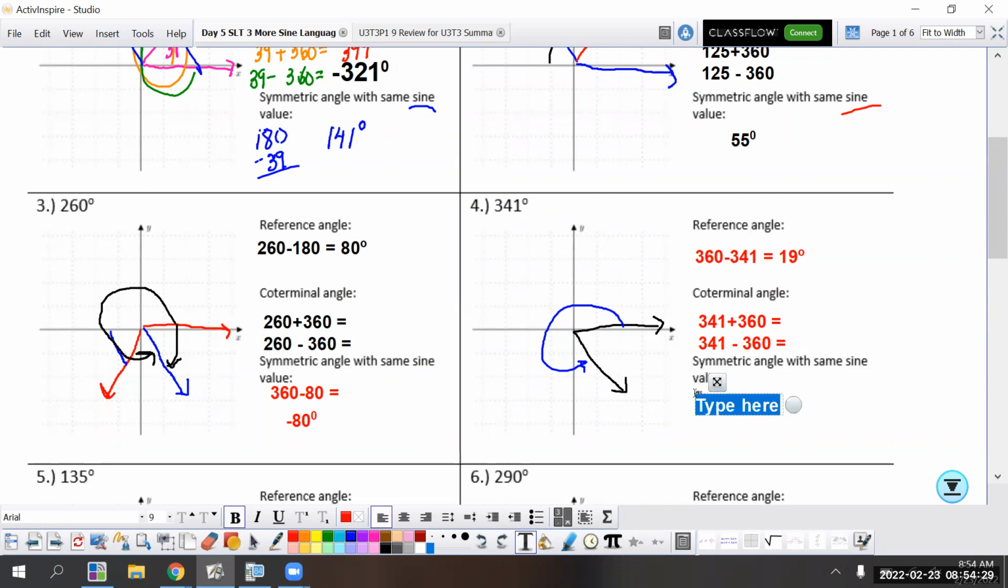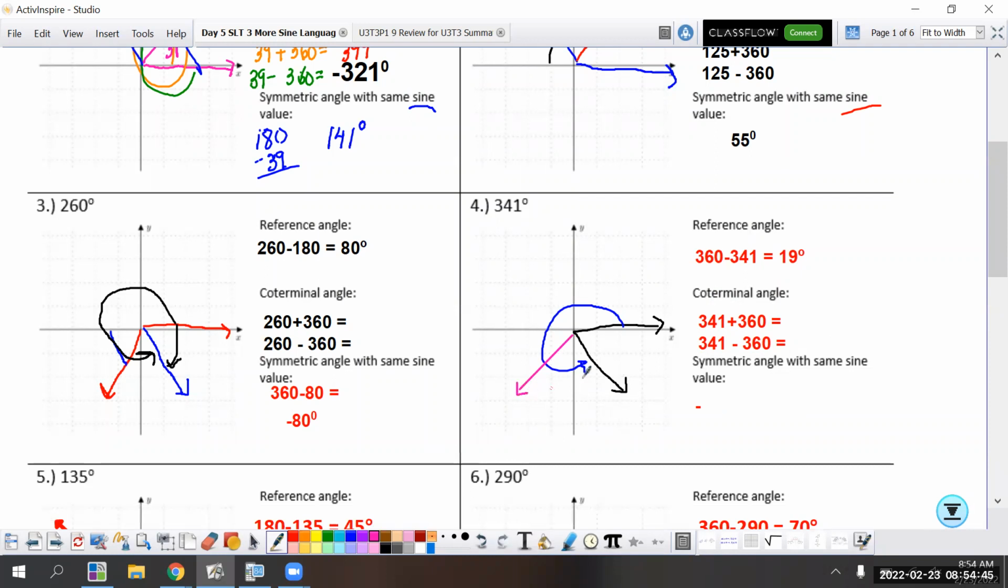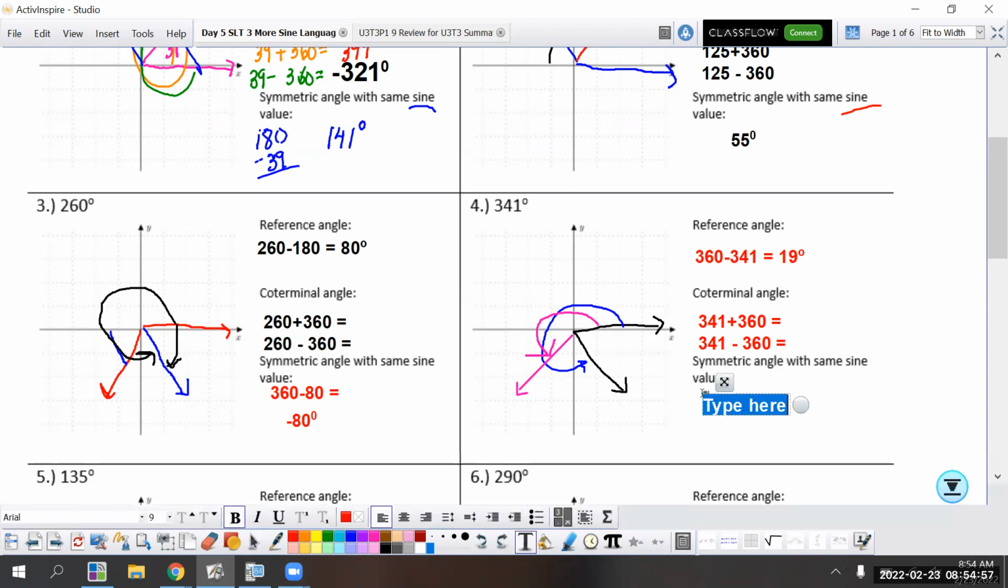And then symmetric angle, I can either say negative 19 degrees to put, oh no, that's coterminal. No, we don't want that. We want an angle over here in the third quadrant. So I need this angle of rotation, which is 180 plus 19 for a grand total of 199 degrees.